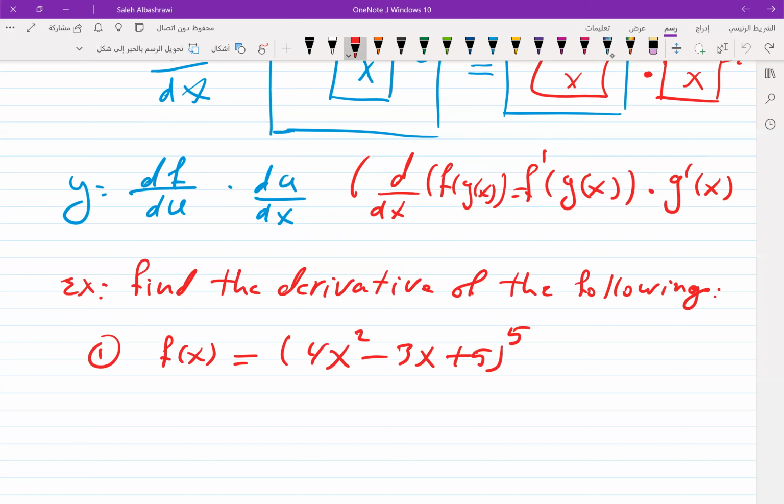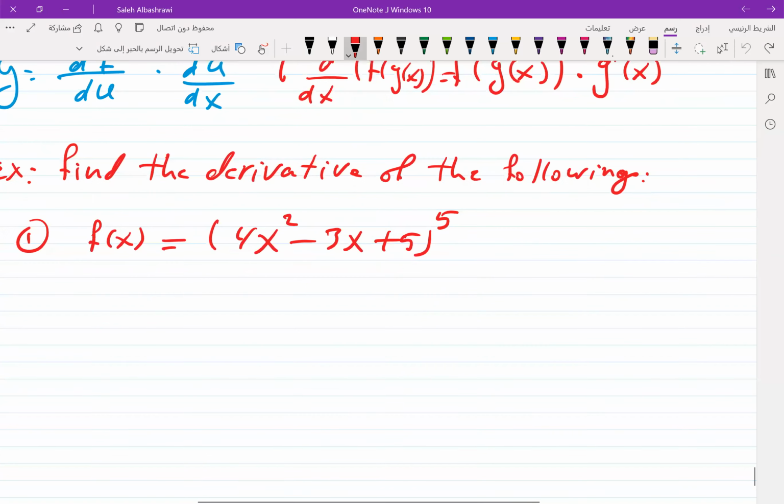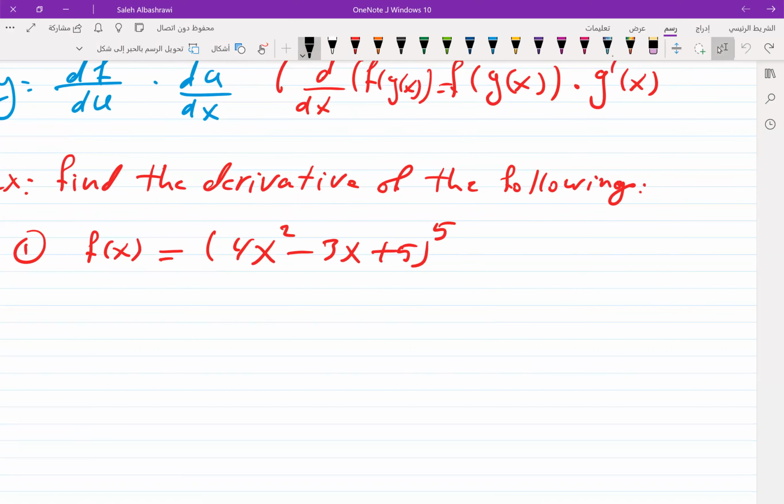For the chain rule, I have to know how many functions I have, so that will give me the number of derivatives I need to find. So in this example, see how many functions we have. Number of functions.